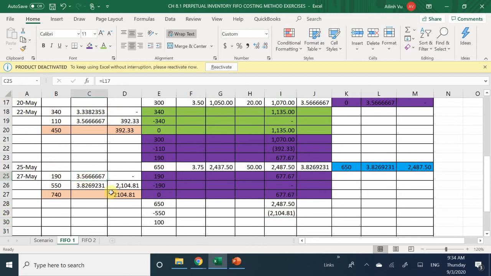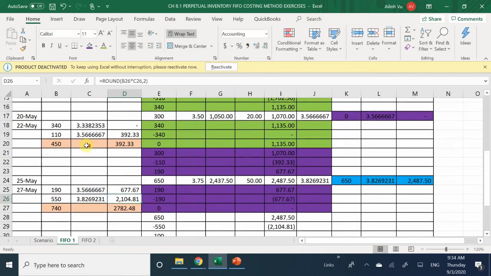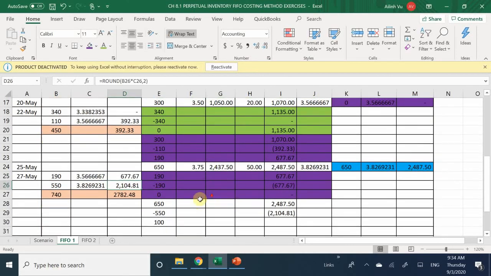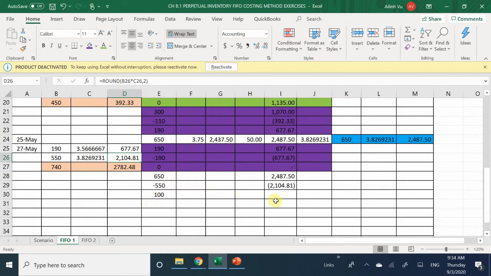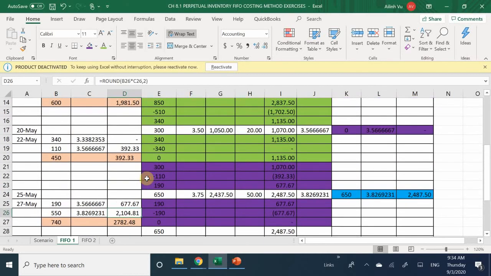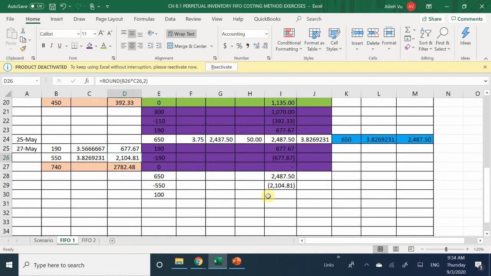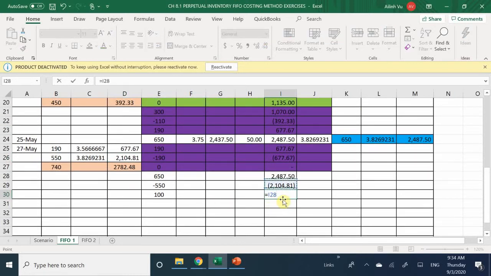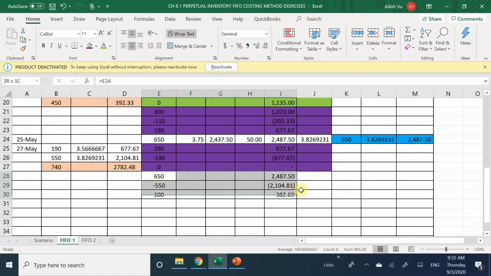And I copied the wrong formula. So it's supposed to be this one. And it's supposed to be, there you go. Okay, so here, say that again. 382.69. Good. And I'm going to highlight this because this is my blue batch.